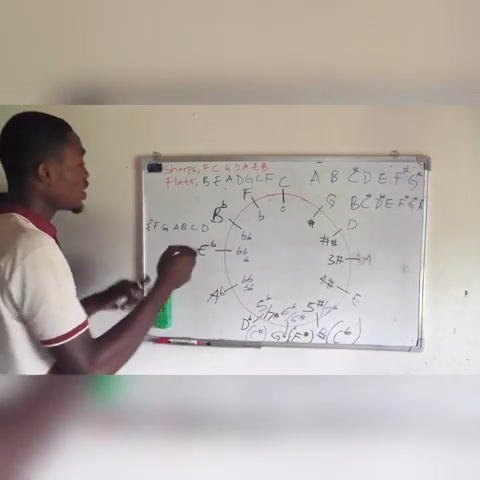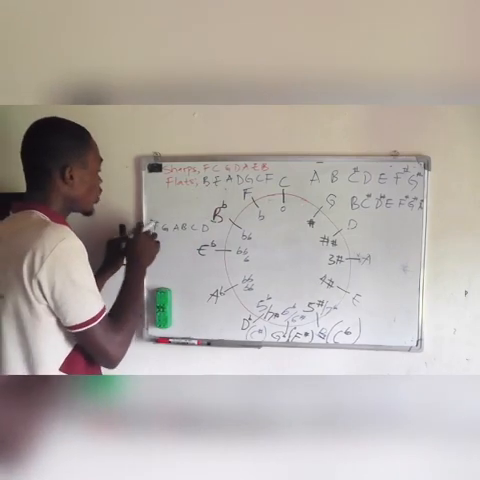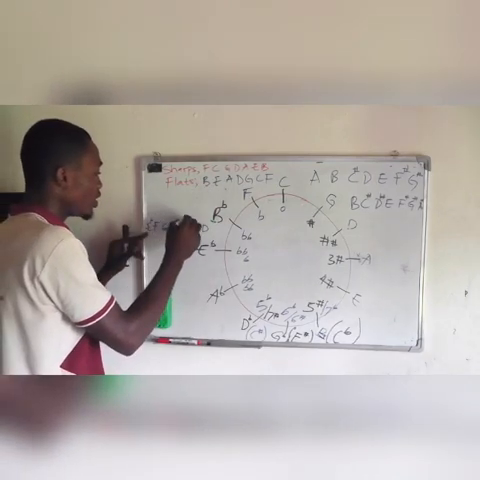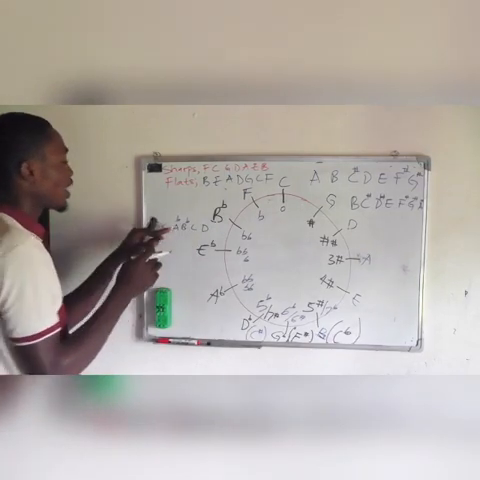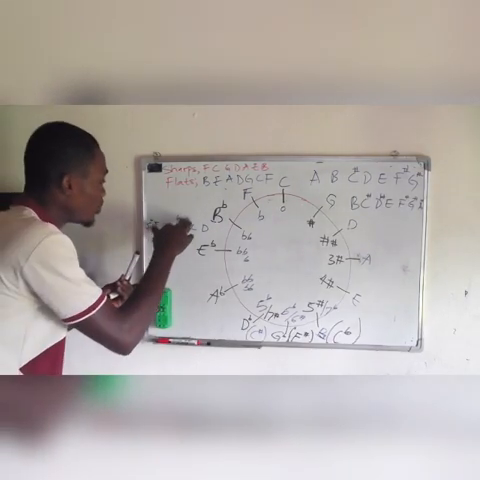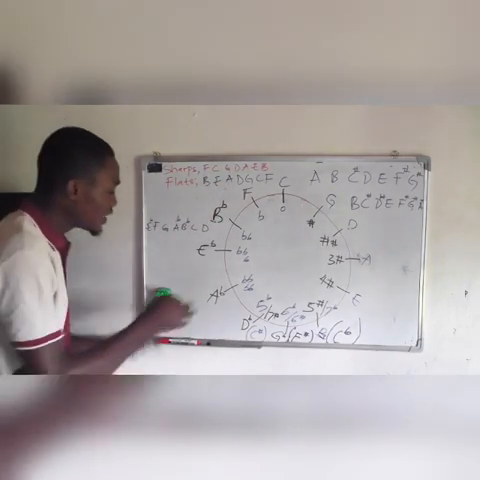The 3 flats are going to be what? 1, 2, 3: B, E, and A. So this is E, B, and A. Sorry. So these are what? The 3 flats will land on what? B, E, and A. So that's it. Then the same with the A flat.